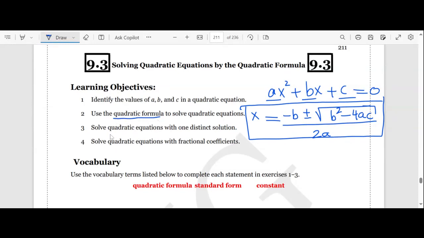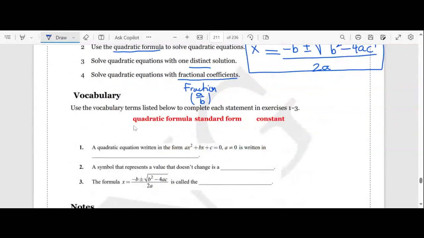Okay, so number 3, solve quadratic equation with one distinct solution. Distinct means unique solution. Okay. Number 4, solve quadratic equation with fractional coefficients. Fractional coefficient means it has a fraction, a over b.